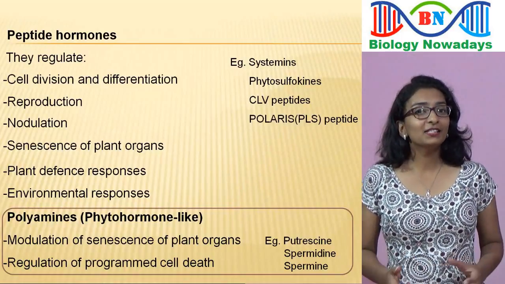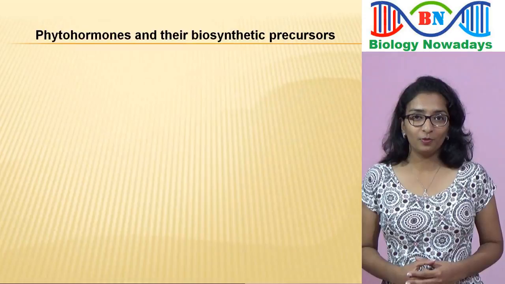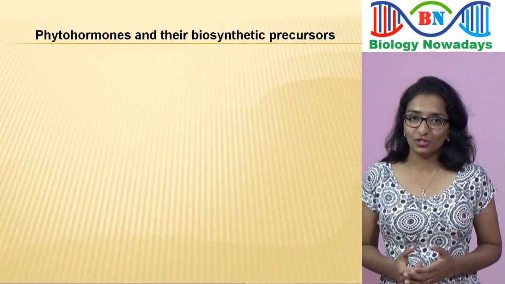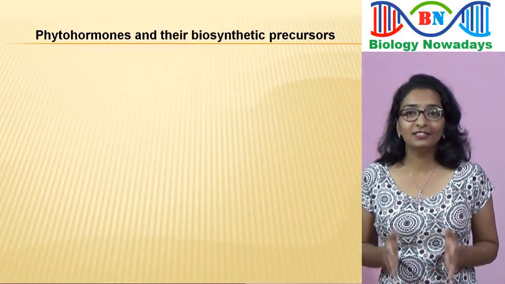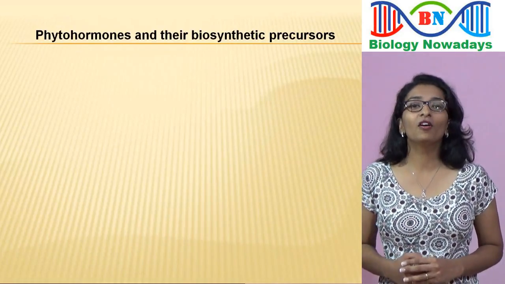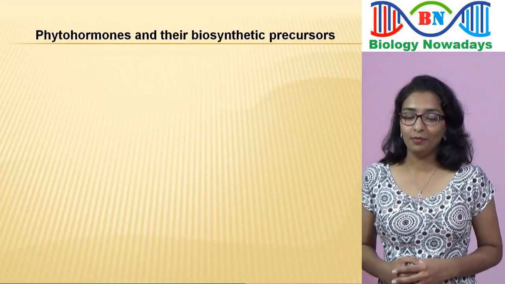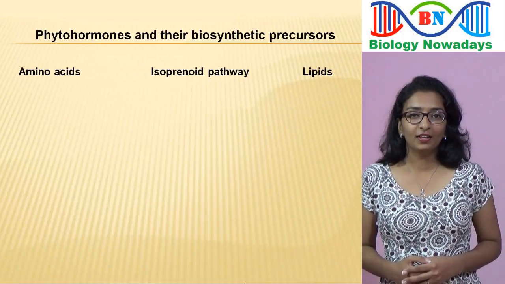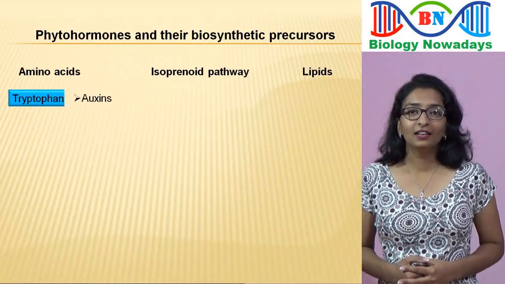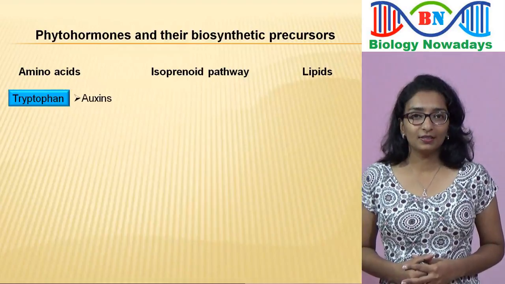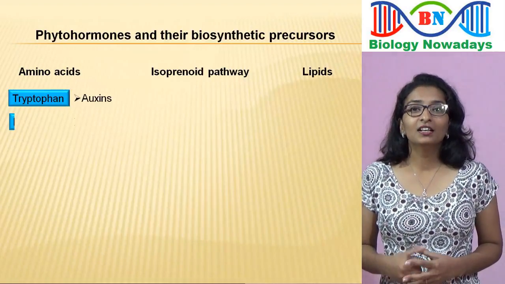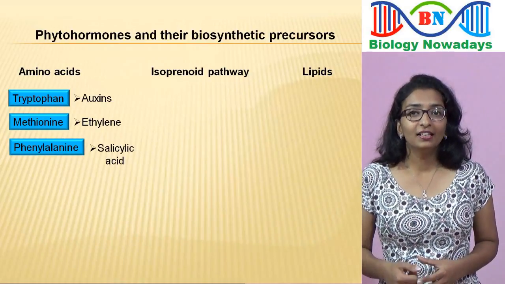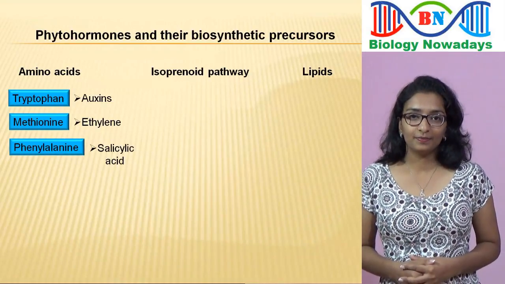Now let's see the biosynthetic precursors of the main phytohormones. Even though the phytohormones have diverse chemical structures, most of them are derived from three main types of metabolic precursors: amino acids, isoprenoid compounds and lipids. The amino acid tryptophan is the precursor for auxins. Methionine serves as precursor for ethylene and phenylalanine is the precursor for salicylic acid.